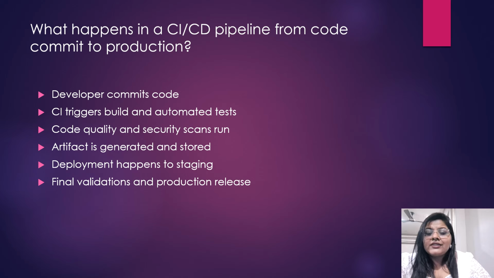Now, here as a TPM, what I ensure is failures are fast and visible, rollbacks are automated, and each stage has a clear owner. This is very important to ensure that we know where the failure is and how quickly we can solve it. So calling out a clear owner for each step is very important.